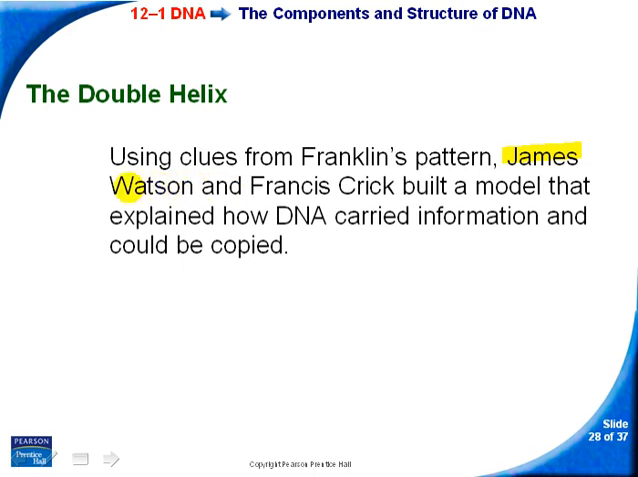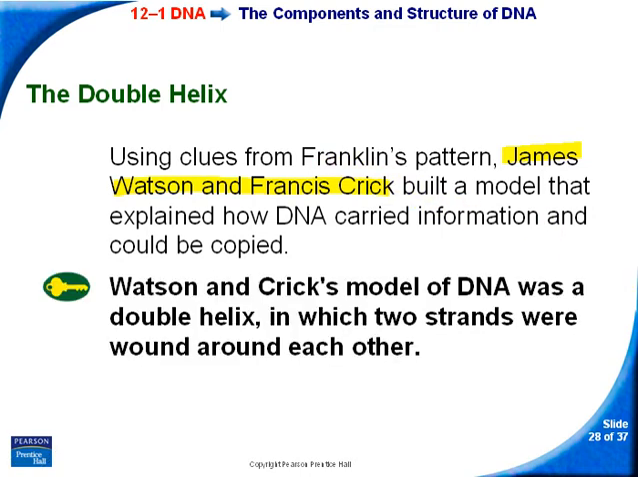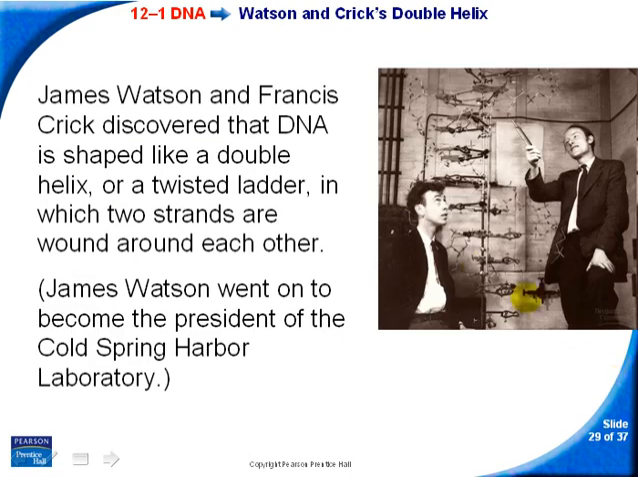James Watson and Francis Crick built a model that explained how DNA carried information by using Rosalind Franklin's pattern. They realized it was a double helix, which is two strands that are wound around each other. Here's a picture of their model, and it was shaped like a double helix or a twisted ladder. And James Watson, right here, went on to become the president of Cold Spring Harbor Laboratory, which is not that far from us.